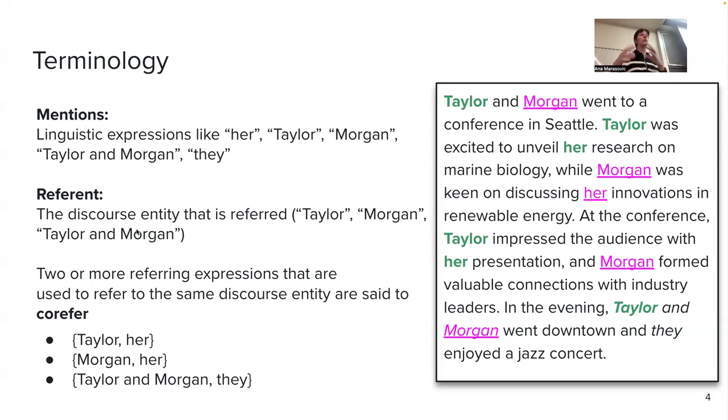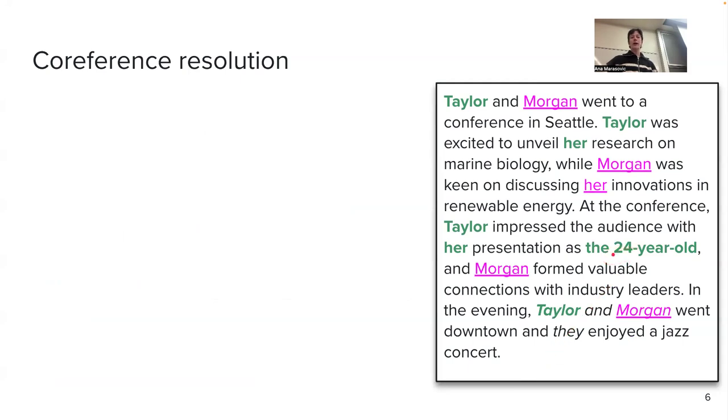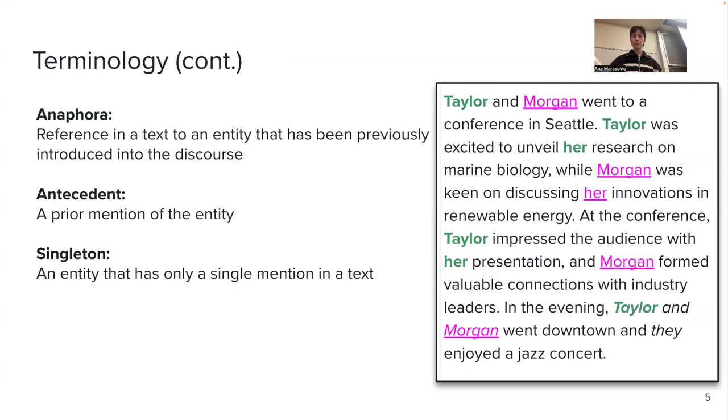And then when you are writing a text, you are referring to them in different ways. Very often we use pronouns to refer to people, but they can also be more. I extended this example where I added this just to show you what else could be mentioned here. So Taylor impressed the audience with her presentation as the 24-year-old. And 24-year-old is still a mention of the discourse entity Taylor. So it doesn't have to just be a name or a pronoun. That's the point I'm trying to make.